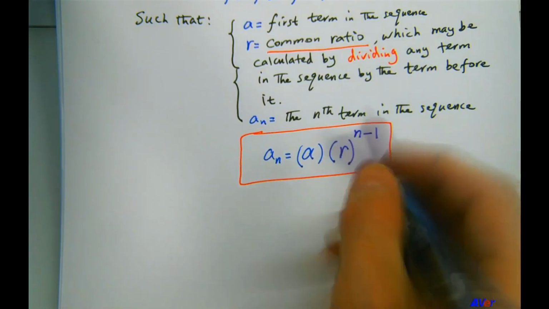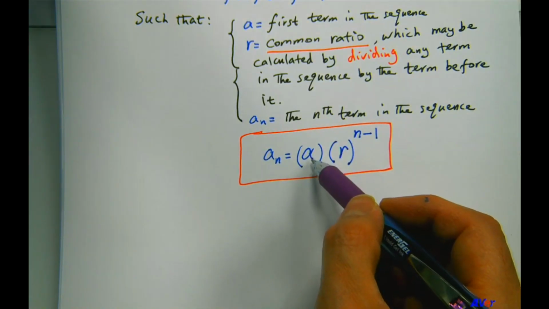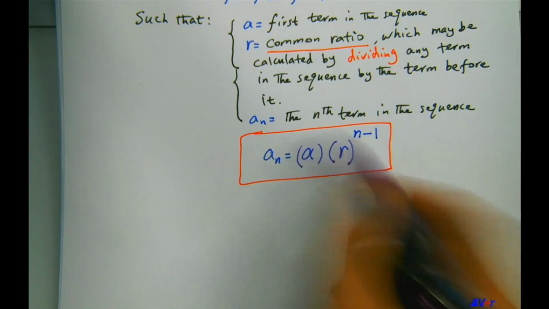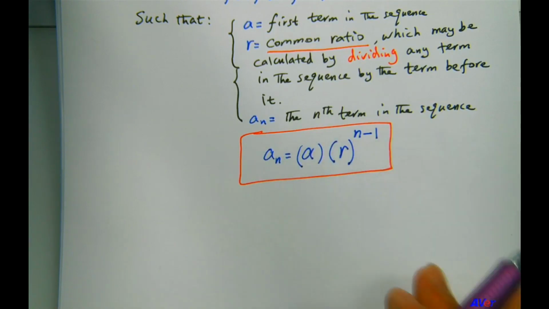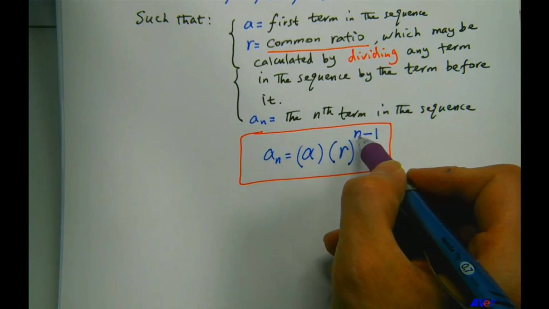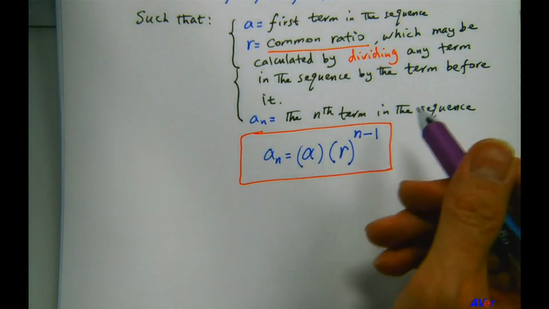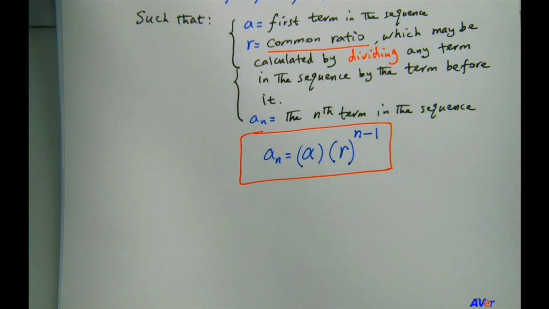So in any geometric sequence, if you know the first term and the common ratio, then you can write this formula for any term within that geometric sequence. And then somebody comes up and says, what's the 30th term in the geometric sequence? You can simply plug in 30 for n, and you can calculate what that value is, which appears in the 30th position within that sequence.